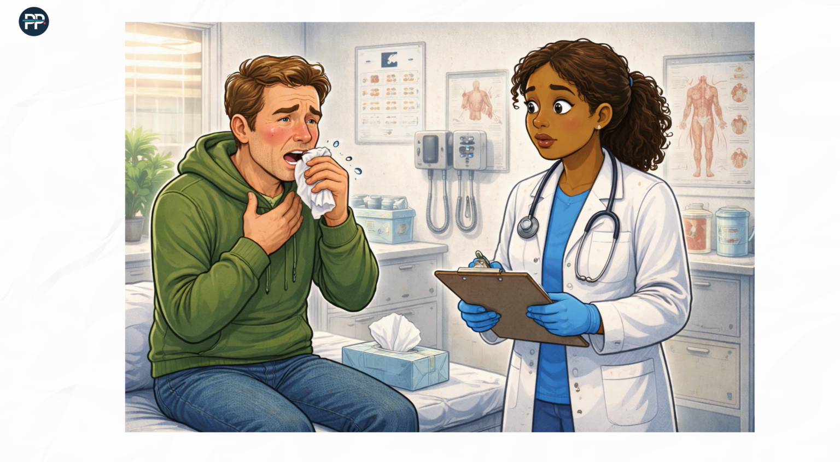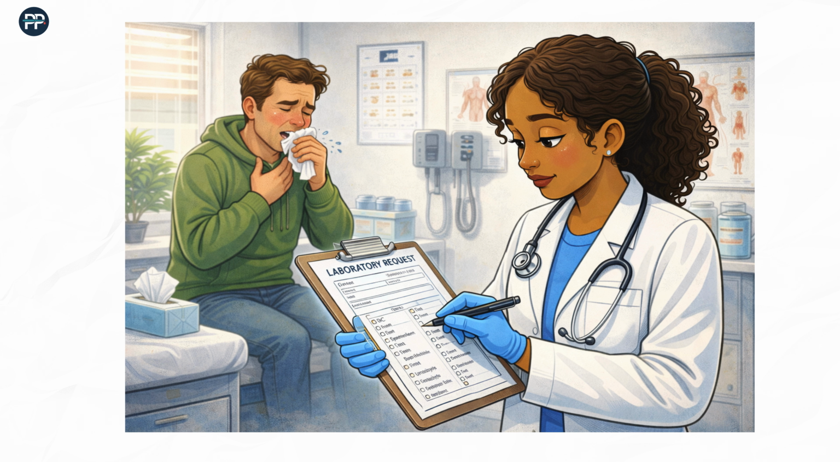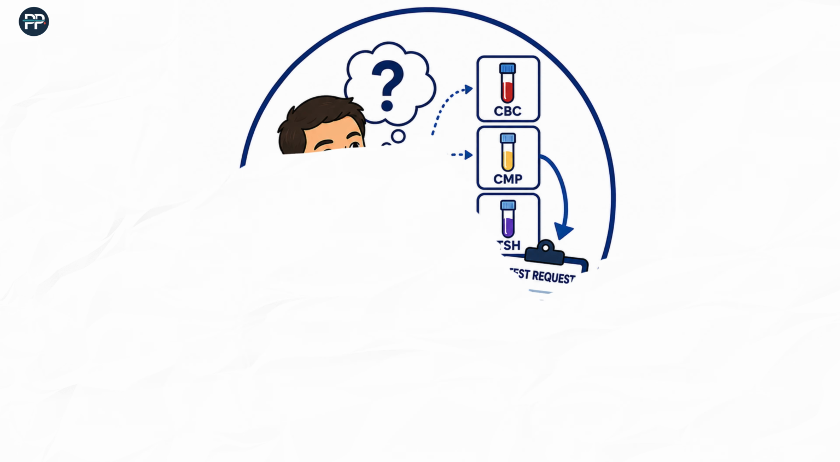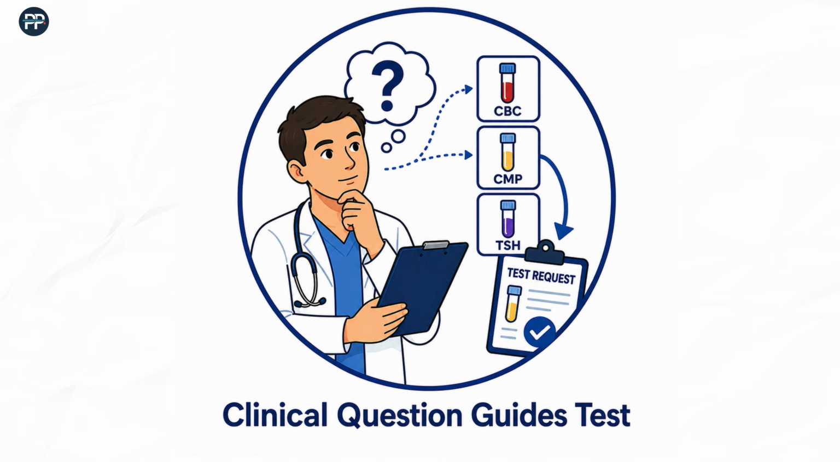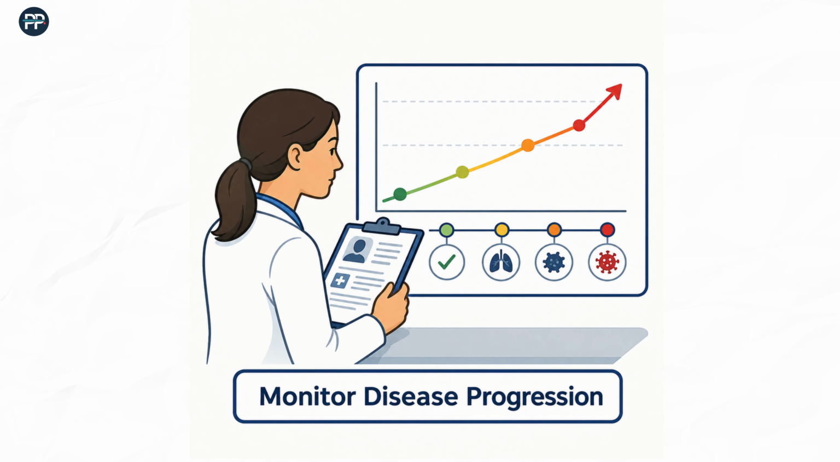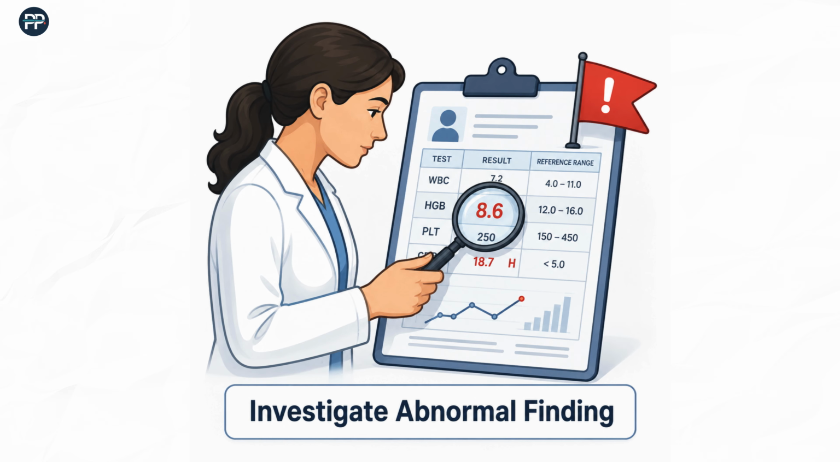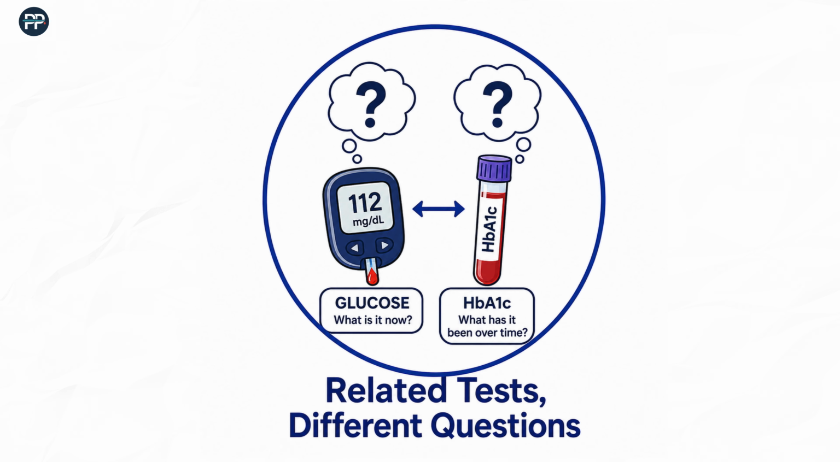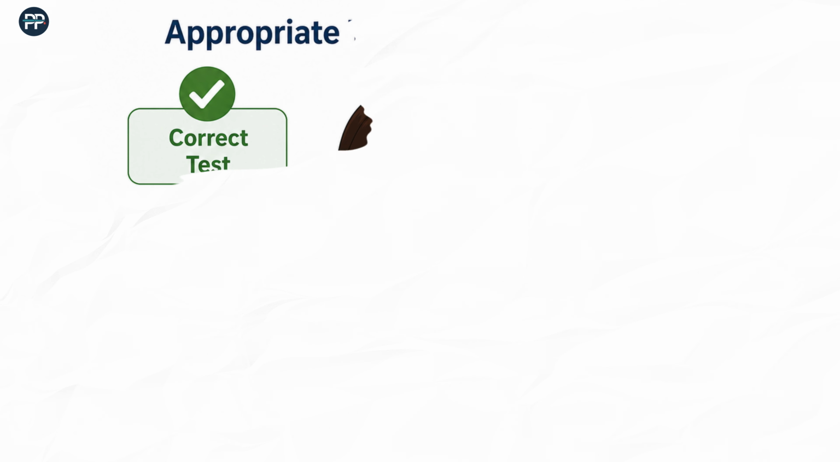A patient presents with signs and symptoms. The clinician assesses the patient and formulates a clinical question. At this point, the clinician needs to understand what they are actually trying to find out. Are they trying to confirm a diagnosis, exclude a condition, monitor disease progression, assess treatment response, or investigate an abnormal clinical finding? That clinical question should guide which laboratory test is requested.